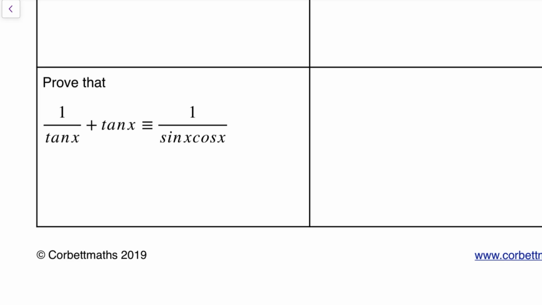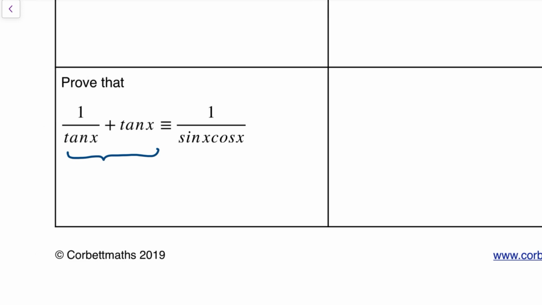And final question. Prove that. Okay. So good example of, I don't really know. So I'm just going to do what I think is going to happen. So I would observe left is tan, and right is sine cos. So the first thing I'm going to do is I'm going to change this into 1 over sine x over cos x. And then I'm going to add on sine x over cos x. In other words, I'll just change it all to sine and cos.